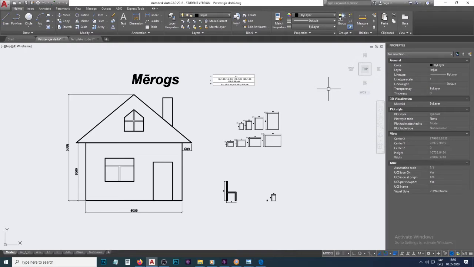Hello! Today we will talk about scale. How can we use scale? When should we use scale measures?